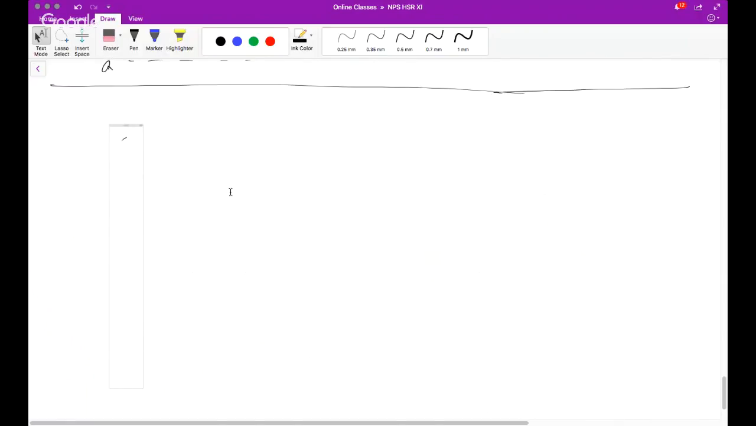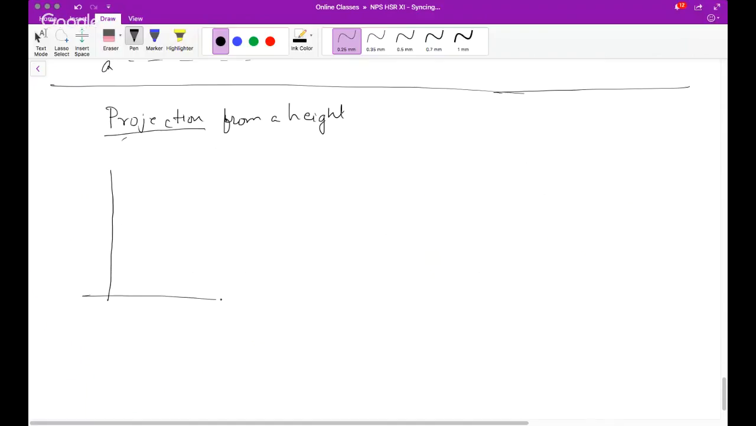So now, the question is projection from a height. There could be two ways to deal with it, or basically two examples, of projection from a height. What is it? Let's say, again, no need to make it complex. So let's say this is the case. And there could be two examples.